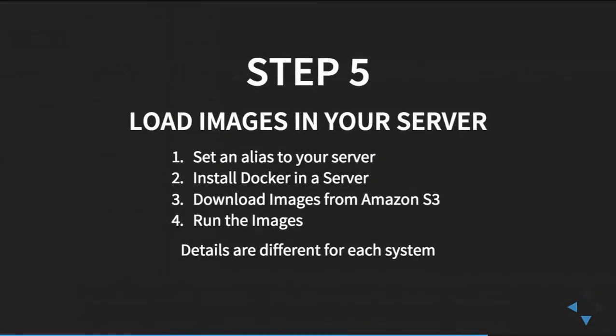Once you have created the images, you can reuse them to install a server with Sites. This step is comprised of a few sub-steps. First, you need to set up a DNS alias to your server. Second, you need to manually install Docker on a server. Then you can use a script to download images from Amazon S3. Finally, you can run the images.